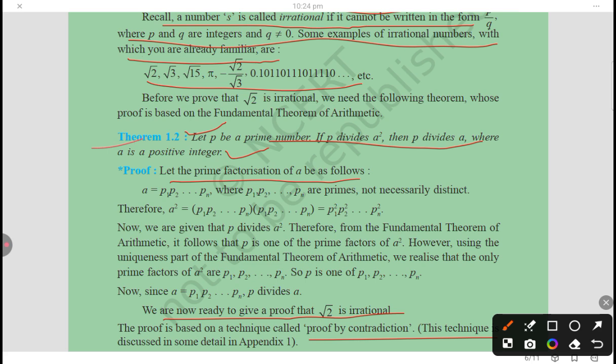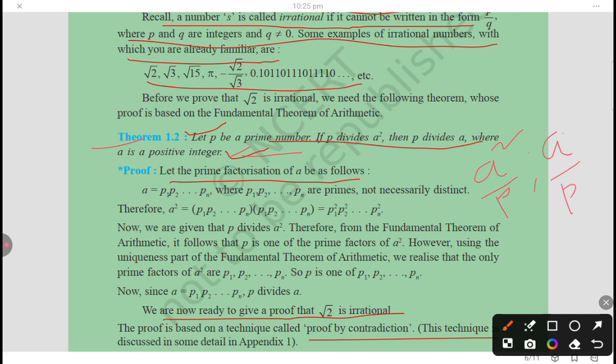This theorem is not from an exam point of view, but you should know it before proving that root 2, root 3 is an irrational number, because it is used there. Let p be a prime number. If p divides a square, then p divides a also, where a is an integer. Like this, p divides a square, so p also divides a.